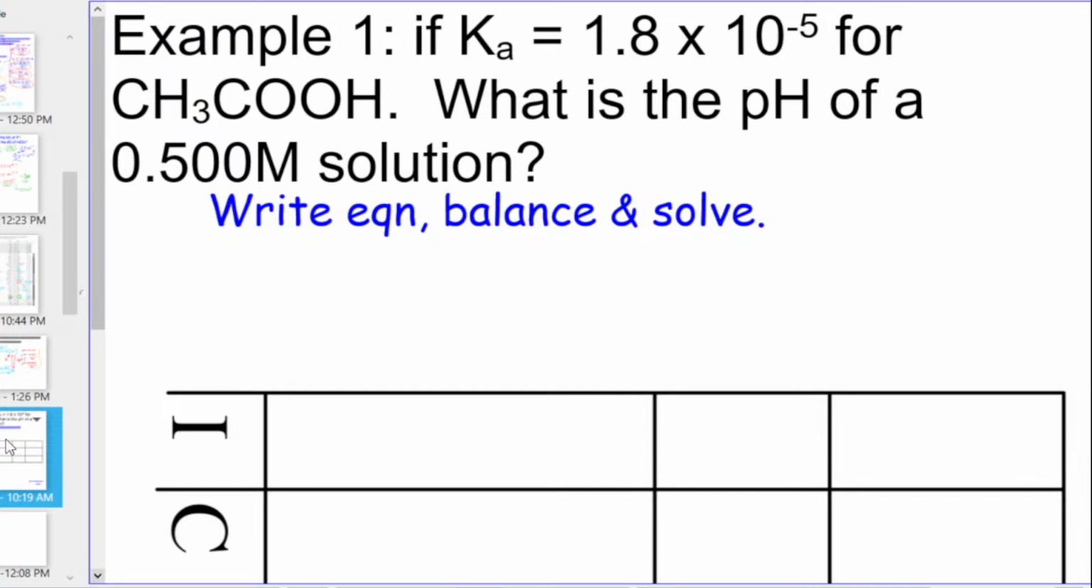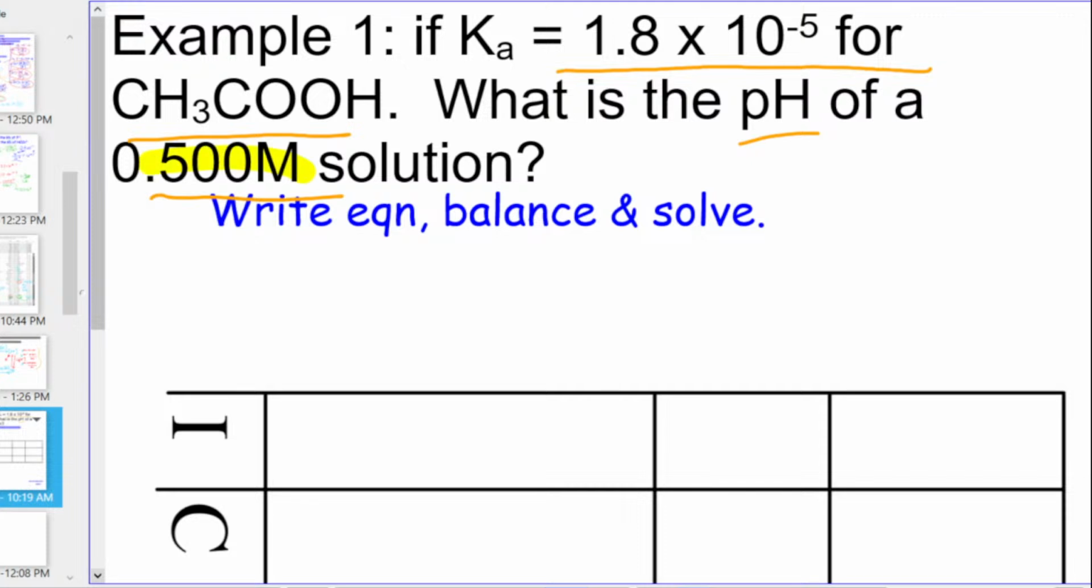The return of the ice table. If the Ka is 1.8 times 10 to the minus 5 for CH3COOH, what is the pH of a 0.5 molar solution? Write the equation across the top. Balance. We're going to solve.